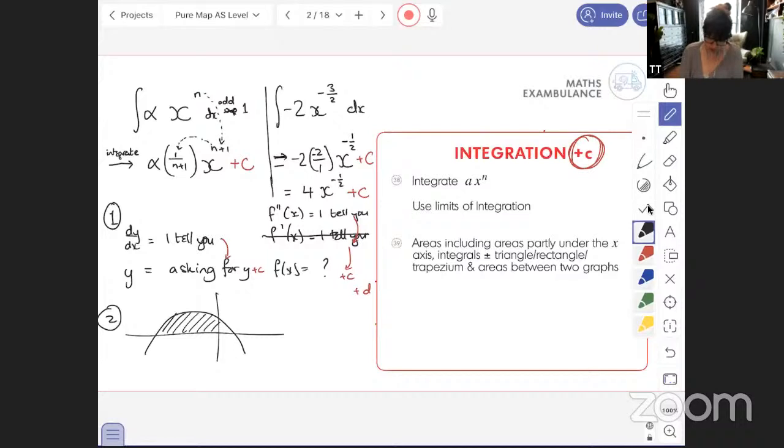The limits of integration that you use, say this is a 4, and actually I'm just going to call this the top limit, and I'm going to call that the bottom limit. When you're finding areas, we start at the bottom limit and finish at the top limit.